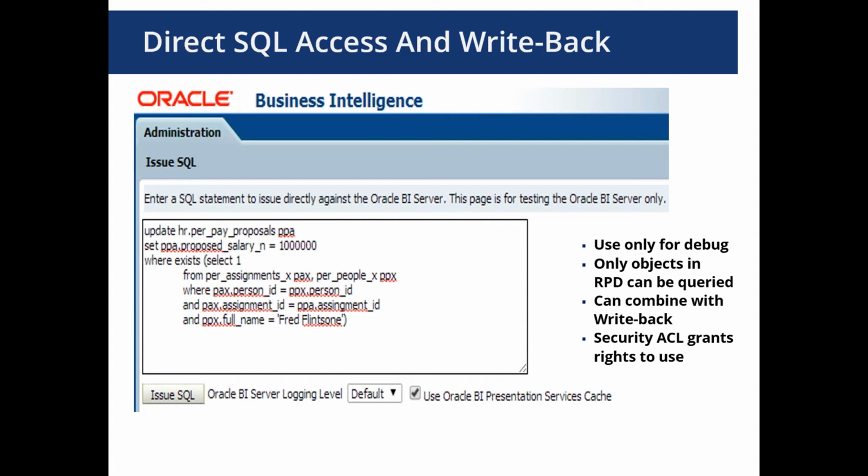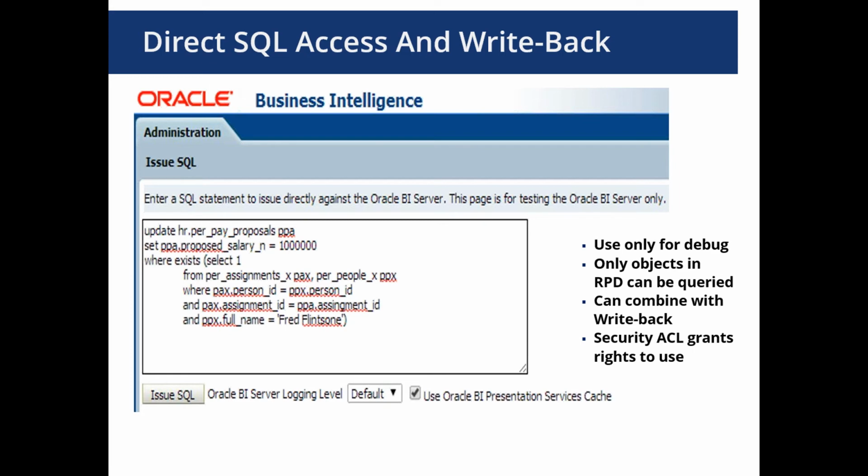But the risk that I'm showing you here is that you need to be concerned with who has, one, the ability to run and use direct SQL, as well as who has the ability to issue writebacks. The security access control list within the catalog is where you determine that.